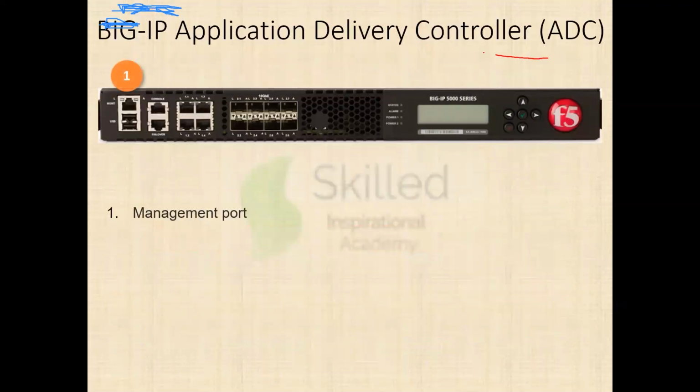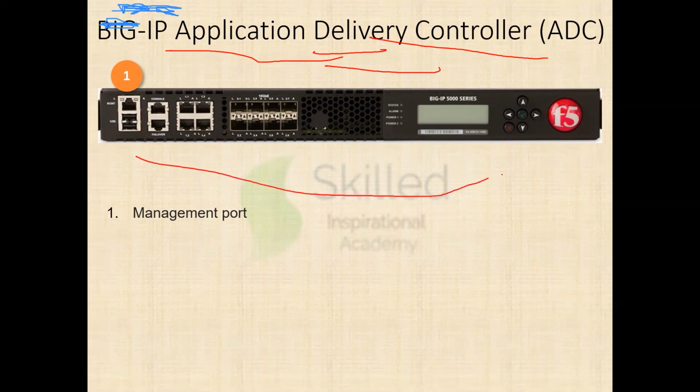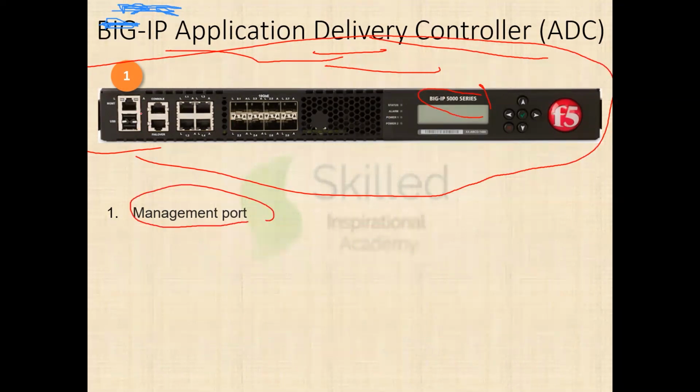Now let's go further on how F5 looks like. We will discuss different ports. This is your BIG-IP hardware. This hardware is the 5000 series. The first port, if you see on the left side, is called the management port. If F5 is new, from scratch, and you need to configure it, you take a console and connect to your management port.